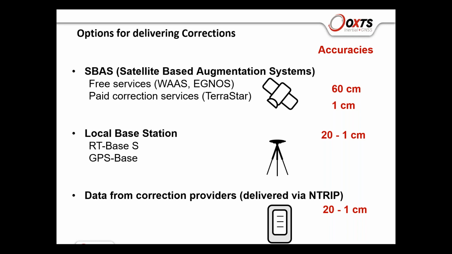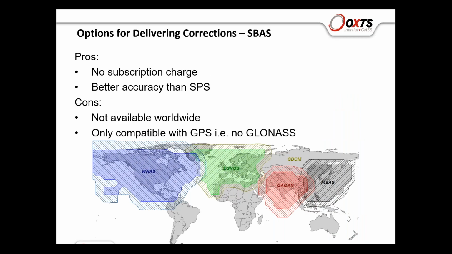If you're on a proving ground, you can have a local base station. So the OxTS products would be the RT Base S or the GPS base. If you're down on the open road, you can get corrections from a correction provider using something like NTRIP. And again, you can get down to as good as 1 centimeter accuracy. Options for delivering SBAS corrections, well, the pros and cons. Well, there's no subscription charge. It gives you better accuracy than SPS. Cons, it's not available worldwide, and SBAS is only compatible with GPS, not GLONASS.